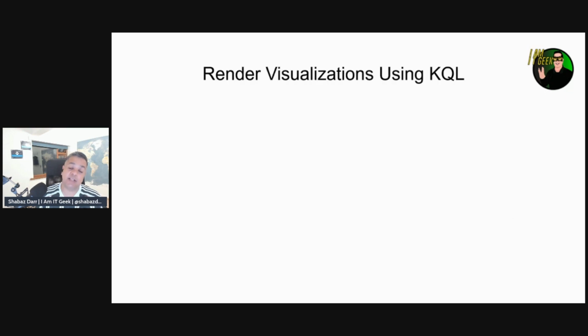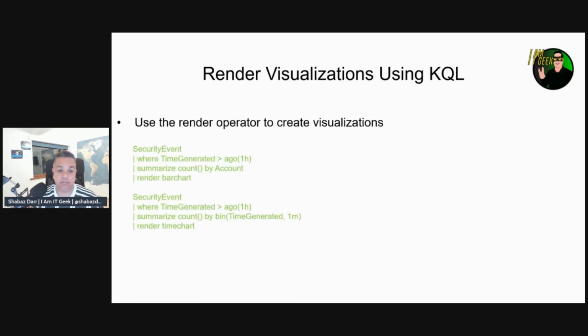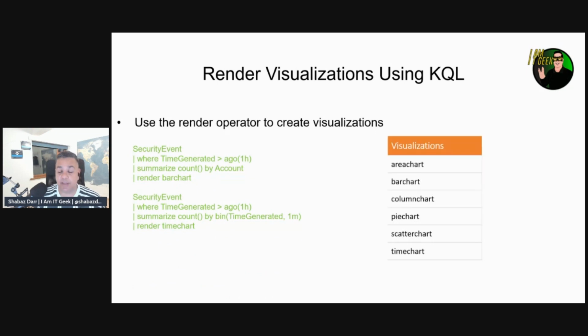Then do render visualizations. Render visualizations using KQL. You use the render operator to create visualizations. An example of that would be SecurityEvent where TimeGenerated is 1 hour, summarize count by Account, and render into a bar chart. Different visualizations you can have are area chart, bar chart, column chart, pie chart, scatter chart, or time chart.